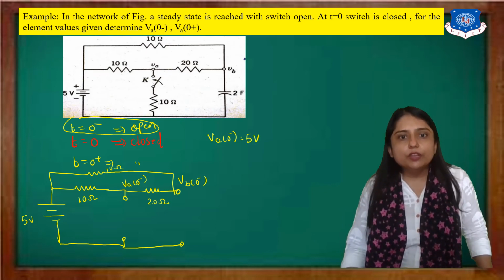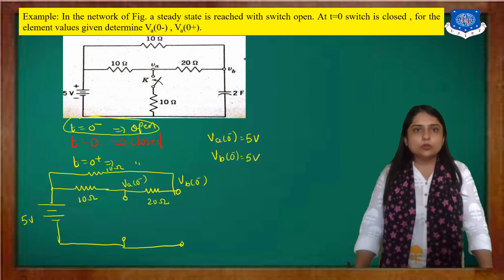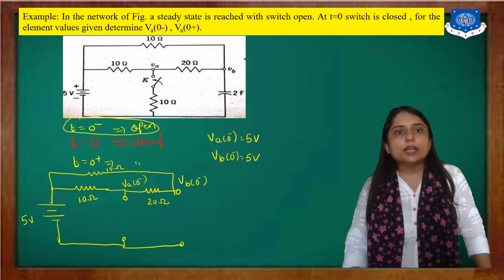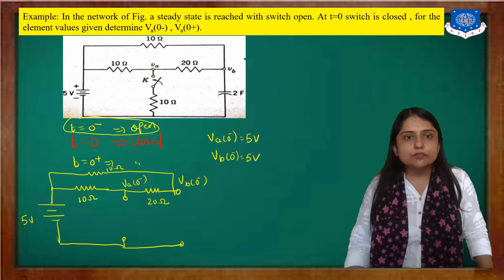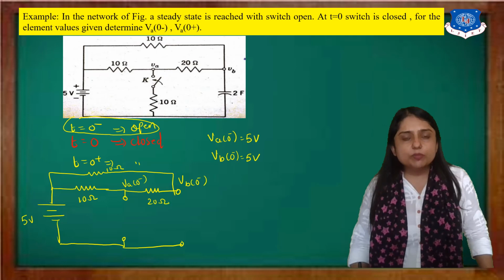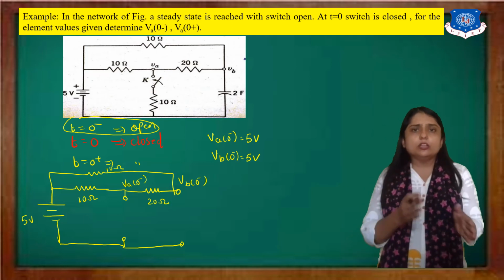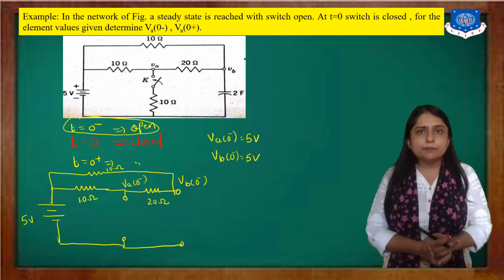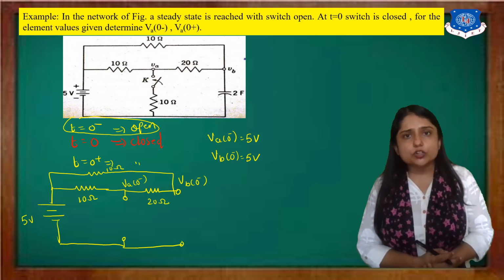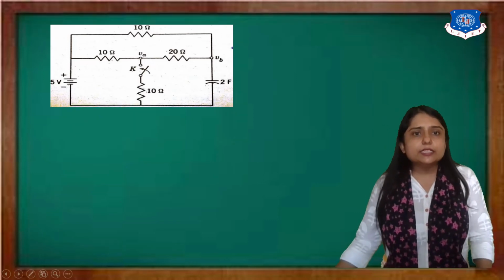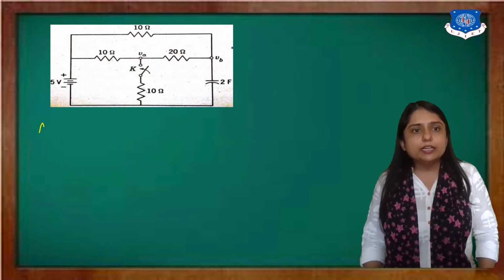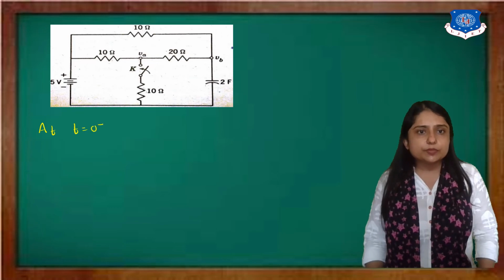And the value of VB(0-) is also 5 volt, because this is an open circuit. So the 5 volt source, VA(0-) and VB(0-), all three elements are connected in parallel. And we know that in parallel the voltage drop remains the same. So in the next diagram, we will draw our diagram at t equal to 0 plus.